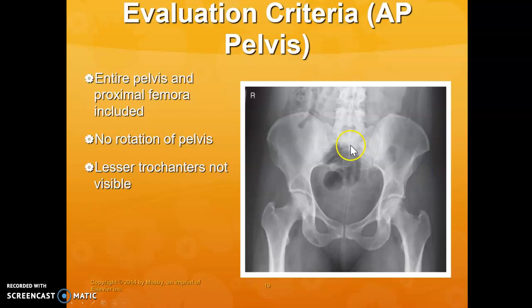How do you evaluate AP pelvis? You want the entire AP pelvis on, above the crest, and below the lesser trochanters. Ideally, your toes are rotated in the 15 to 20 degrees so the lesser trochanters are not visible. You want equal visuals of iliac crest. So you want them to look similar and equal to each other. Same with the obturator foramen here, these openings in the pelvis. You want them to look symmetrical.